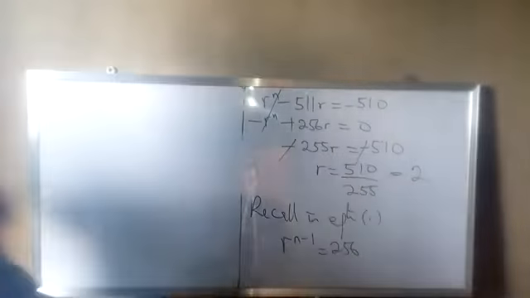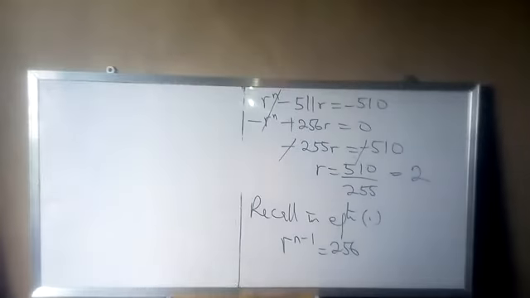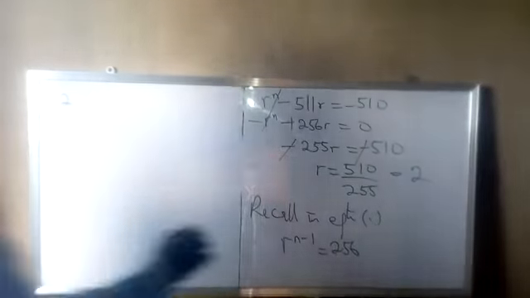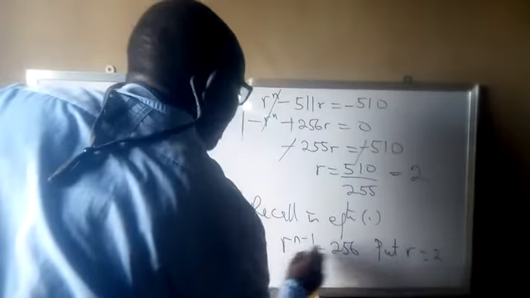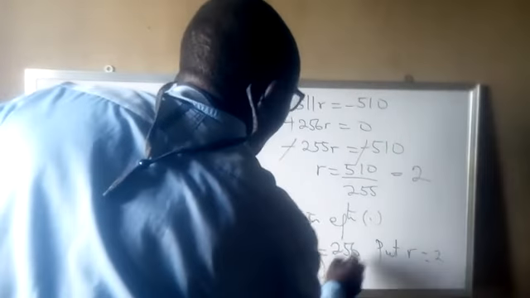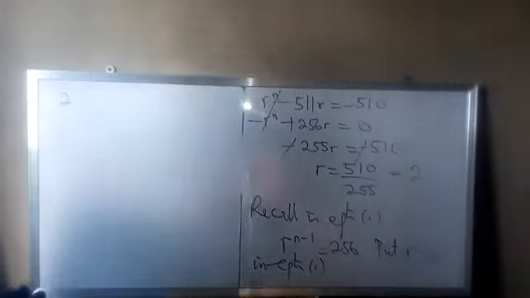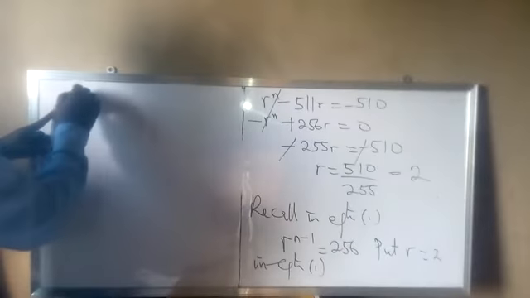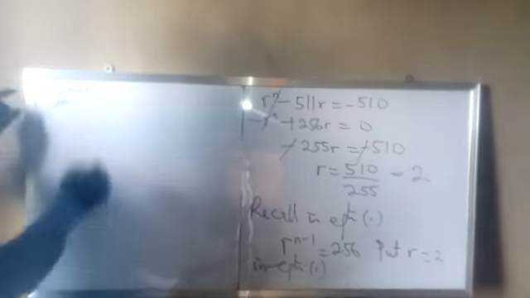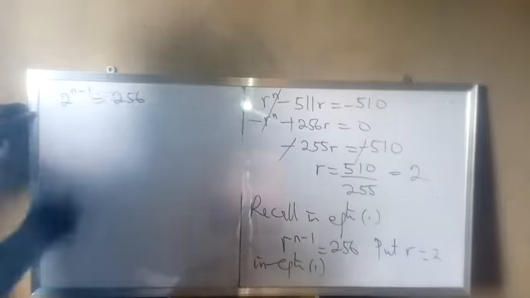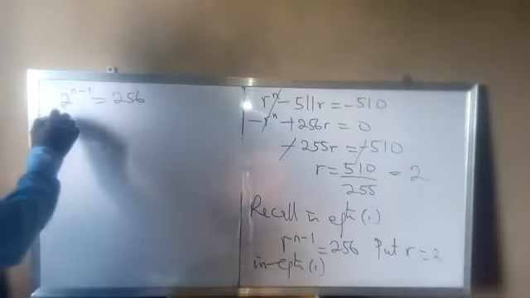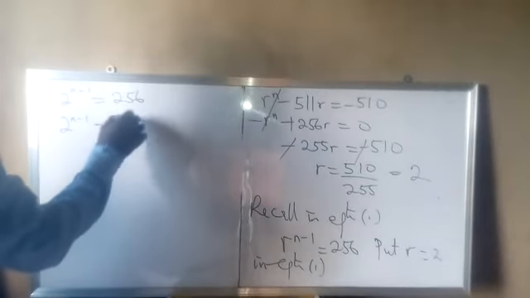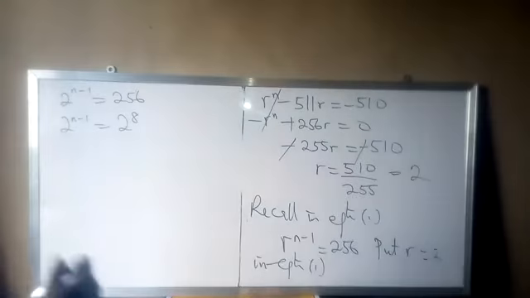By the time you substitute for the value of r, what do you have here? Put r is equal to 2 in equation 1. In equation 1, that is this equation, put r is equal to 2. So we have 2 raised to power n minus 1 is equal to 256. Now, do we have a multiple of 2 in 256? Yes, we do. So you can have 2 raised to power n minus 1 is equal to 2 raised to power 8, just by finding the LCM of 256.